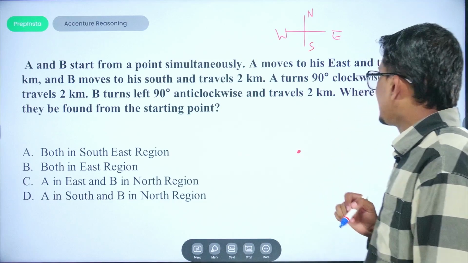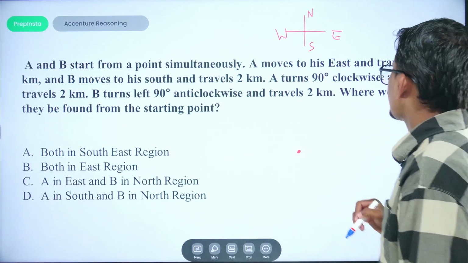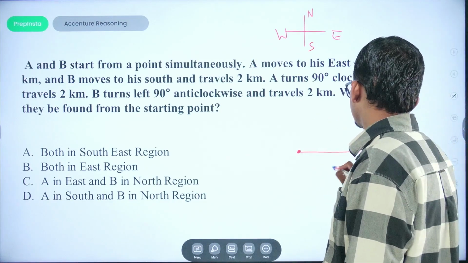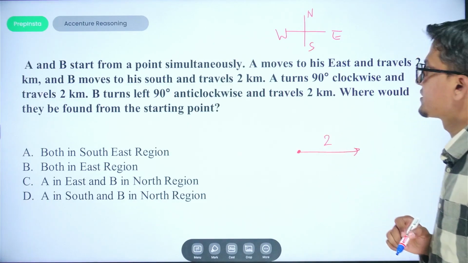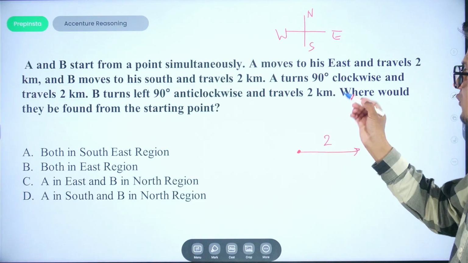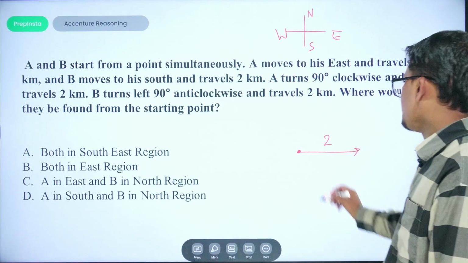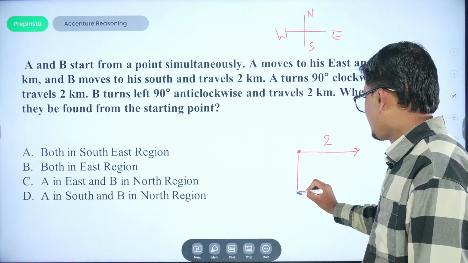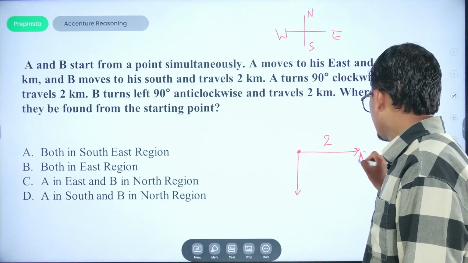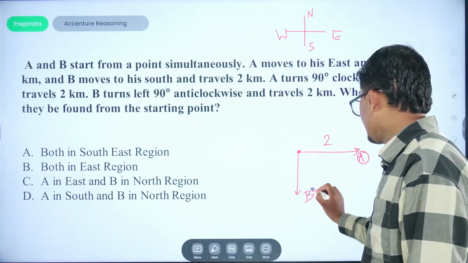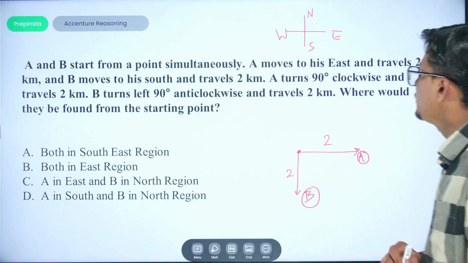So if they are standing at this position, east would be this direction, and A traverses 2 km. So let us take this distance as 2 km. And B moves to the south and traverses 2 km. So with regard to the centermost point, this would be 2 km. Now A will reach this position, B will reach this position, and the distance would be 2 km.